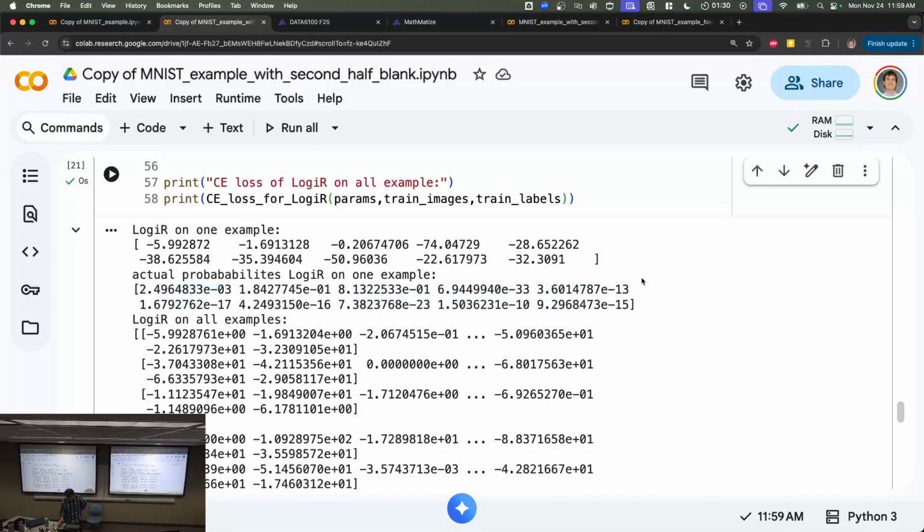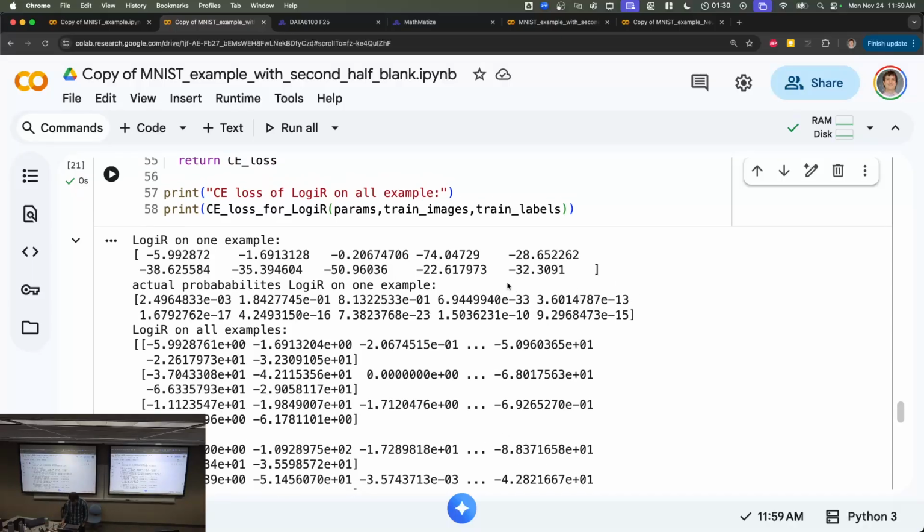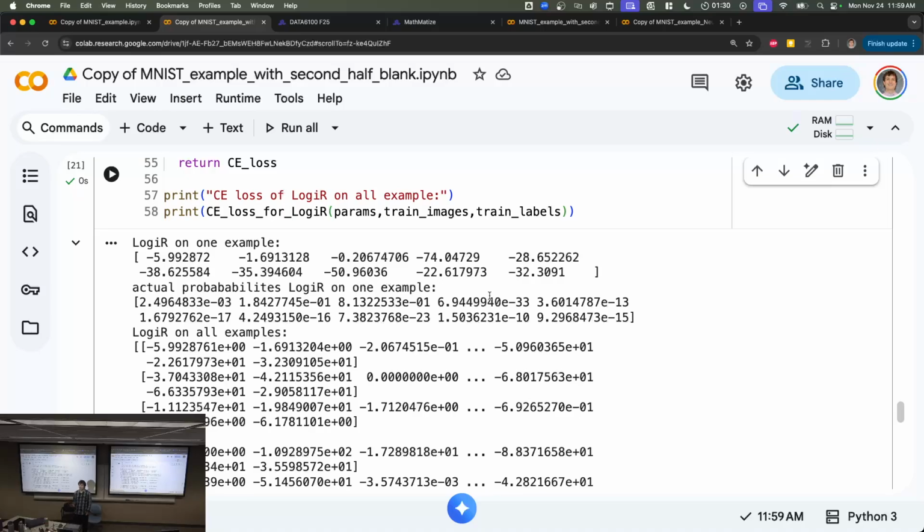Okay, that's implementing logistic regression, and the softmax function is used in machine learning all the time, so it's a good one to understand. Are there any questions or comments about how that was implemented? What we did?